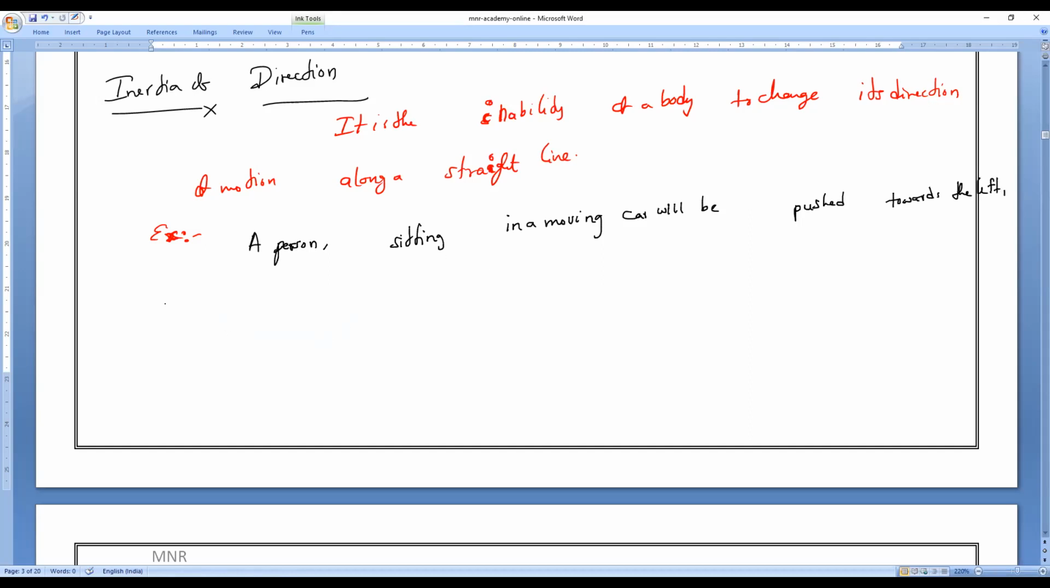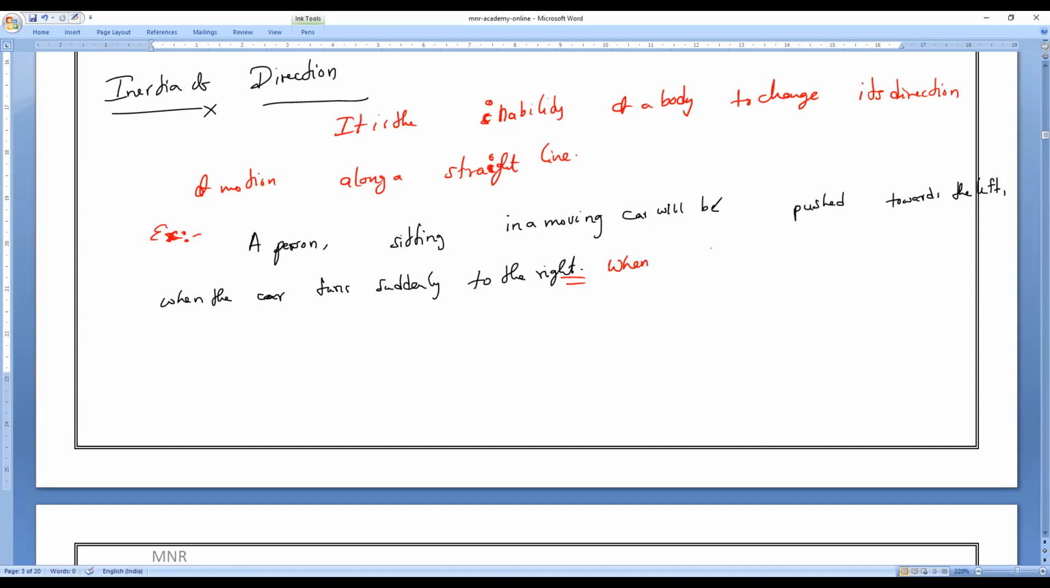When the car turns suddenly to the right or left, the car is turning in what direction? Right. Suddenly to the, everybody, suddenly to the what? Right. Okay. When the car turns suddenly to the right, your body will be pushed towards the what? Left. Clear? That is what you should remember.